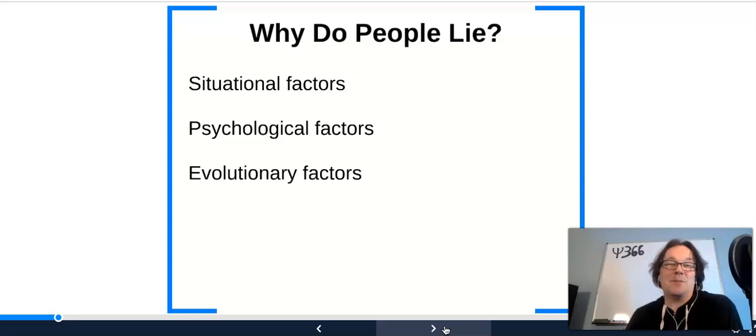Basically, we lie to protect our self-esteem, which hopefully we know by now is incredibly important. We go out of our way to protect our self-esteem. And of course, for evolutionary factors, lying is very important for good interpersonal skills and good survival skills.